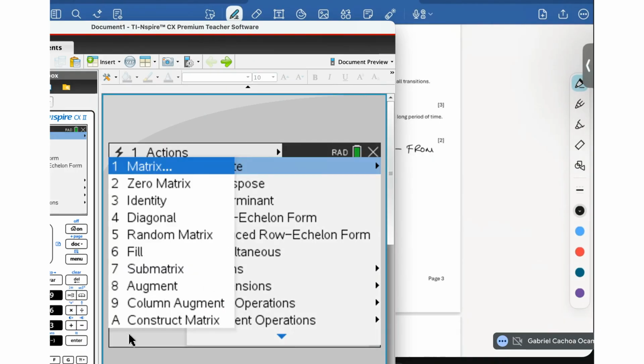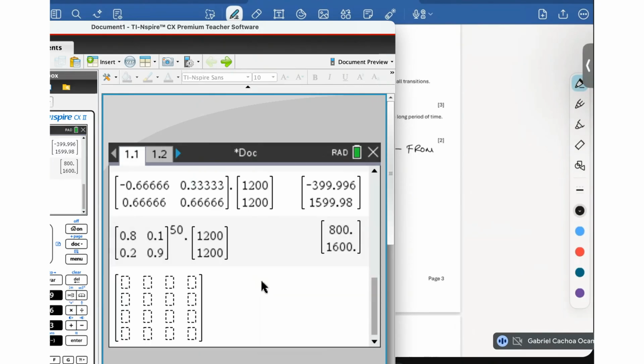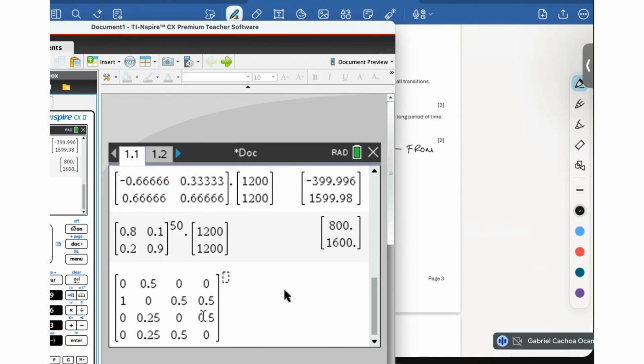a matrix with 4 rows, 4 columns. And it's gonna be 0, 1, 0, 0.5, 0, 0.25, 0.25, 0, 0.5, 0, 0.5, 0, 0.5, 0.5, 0. And because I want the steady state, I am gonna take it to a large power.